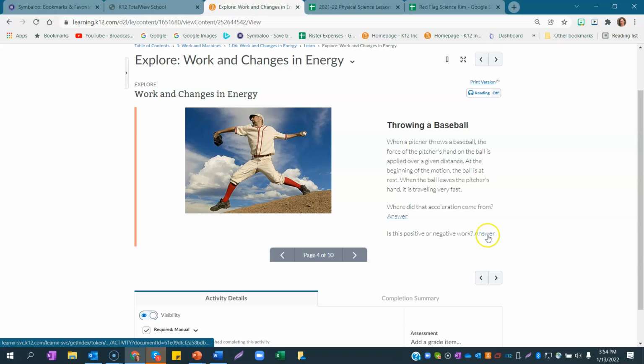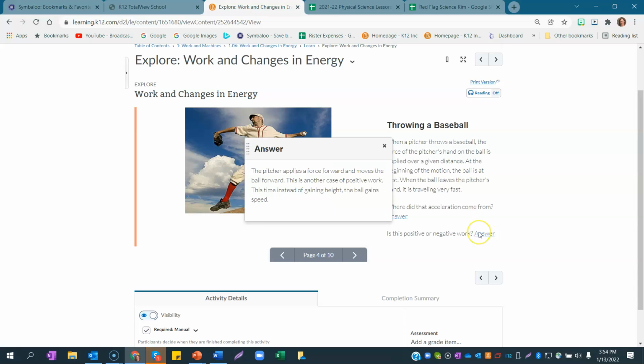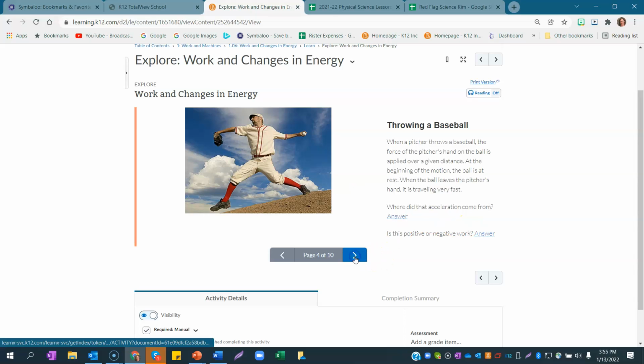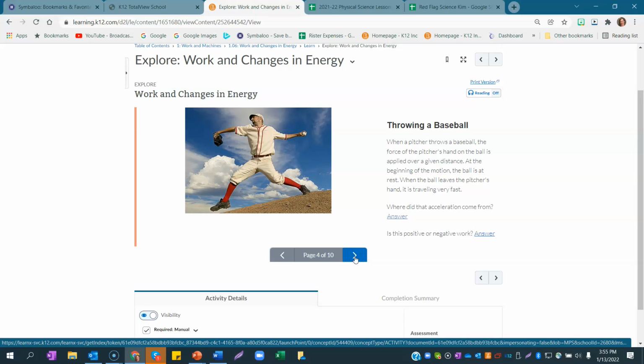Is this positive or negative work? The pitcher applies a force forward and moves the ball forward. This is another case of positive work. This time, instead of gaining height, the ball gains speed. So number 4, what's the difference between positive and negative work? Now we understand positive work, right? Something's going forward. So that helps us get ready to answer that question.